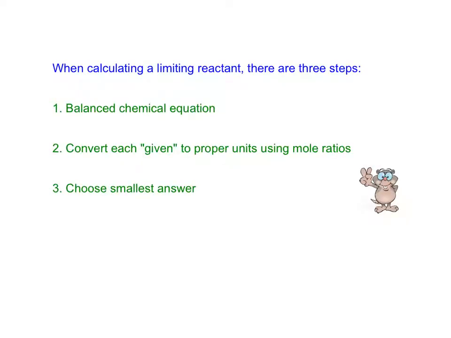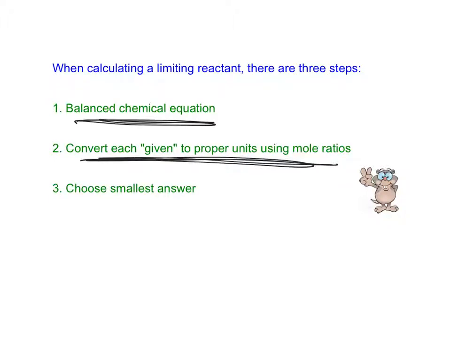When you calculate limiting reactant, there's 3 steps. They're all pretty simple here, guys. Write your balanced chemical equation. We've been practicing that. Convert to the right thing using the mole ratio. And then the new part, choose the smallest answer. Whichever one makes least is going to be the one that limits.